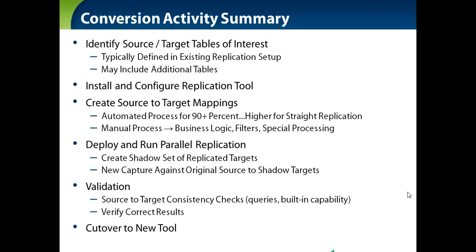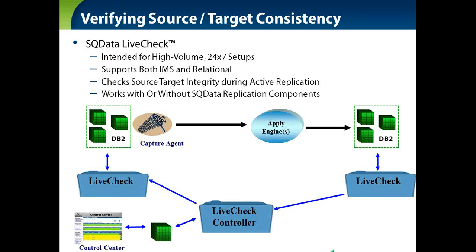Okay, as far as verifying source to target consistency, I've said this, I beat it up. It's very important. So in our case, again, we include our consistency checker with the product. It's not a separate product, and it shouldn't be for best practices. It's intended for 24/7, 365. We assume most customers run that way, always up, high volume. You need to be able to support multiple databases, IMS and relational, checking the source and target during active replication.